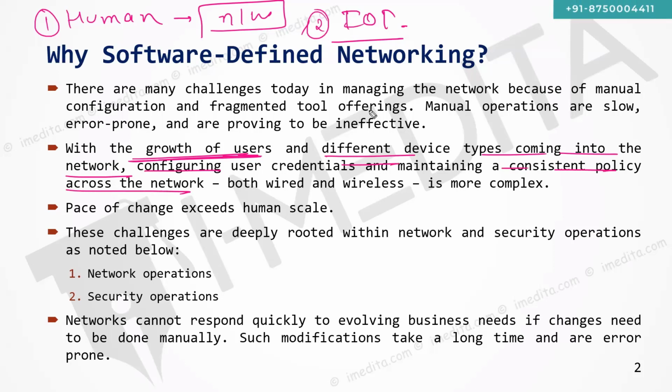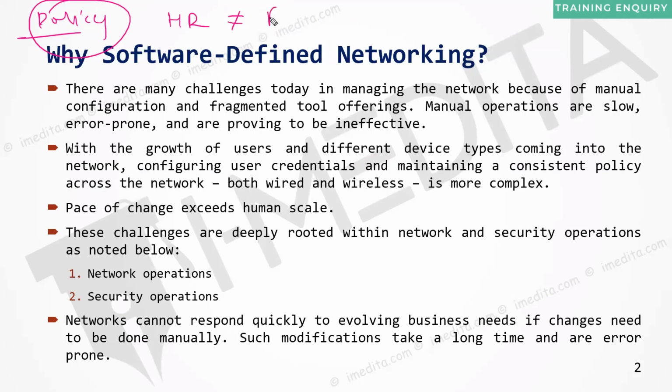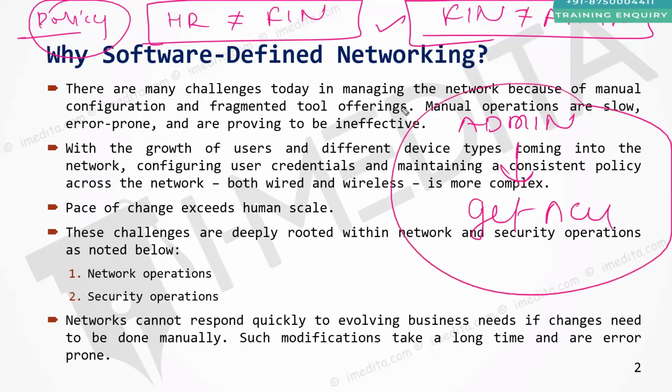We also have challenges regarding the policy. Policy basically means, for example, the HR department cannot communicate with the finance department, and the finance department cannot communicate with the admin department. This is our access policy in the infrastructure. Also, only the admin users are supposed to get remote access, like Telnet or SSH, to the switches. This is a policy.